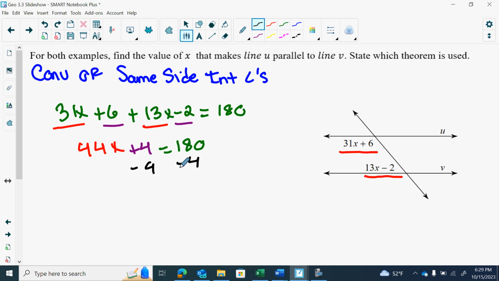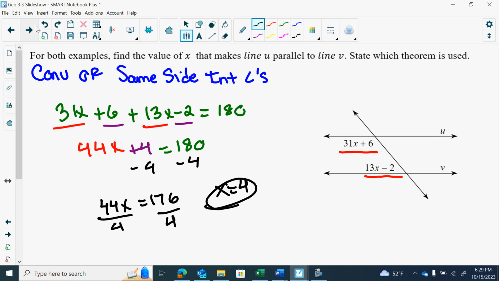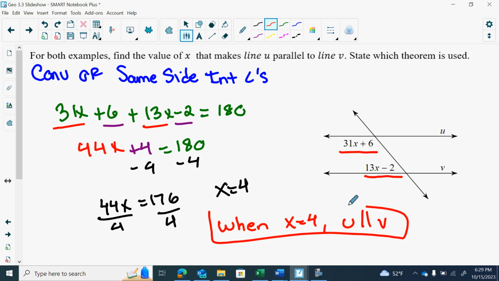Now we'll go to black and solve this. Subtract 4 from each side. That's going to give us 44x is equal to 176. And then if we divide both sides by 44, we will get x equals 4. So our statement can be read as: when x equals 4, line U is parallel to line V. Make sure you write that out, okay? Because this is only true when x is equal to 4, all right?